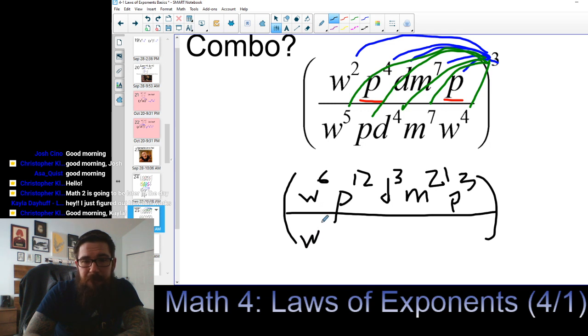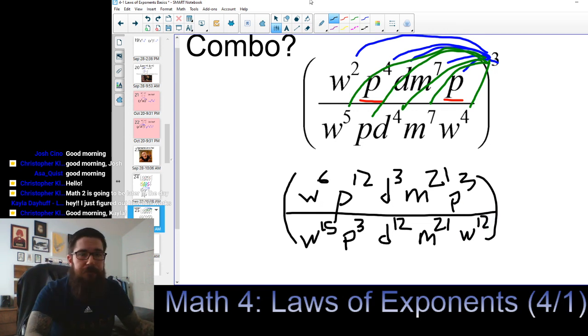I'm going to get a w to the 15th. I'm going to get a p to the 3rd power. This is going to give me a d to the 12th. I'm going to get a m to the 21st. And I'm going to get a w to the 12th.